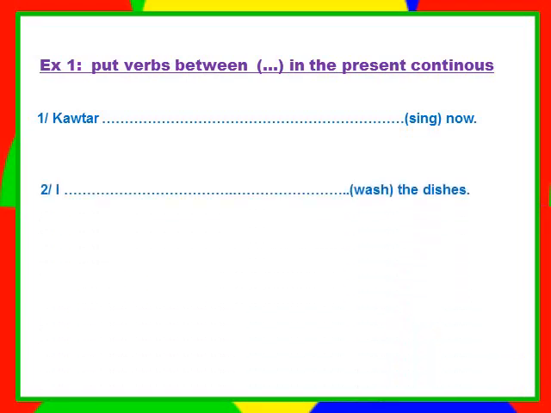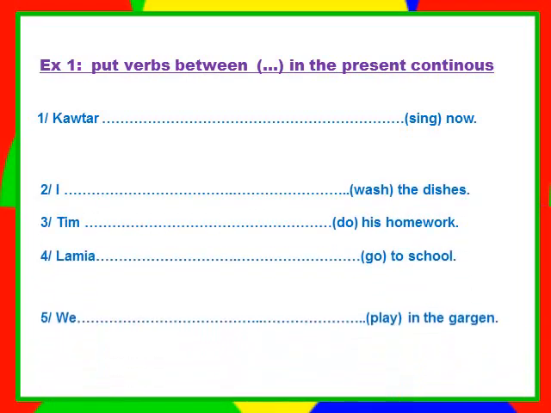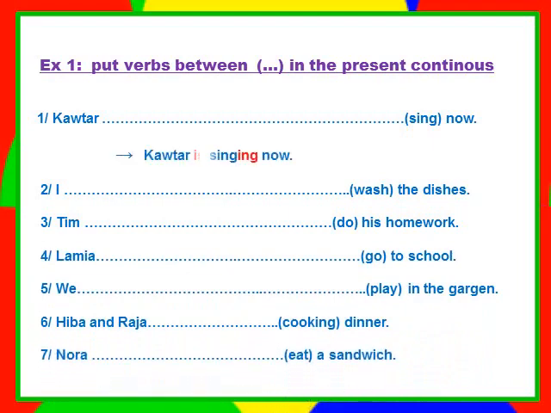So the answer is, what is the answer? Okay, كوثر is singing now. Kautar is singing. Okay? We have the verb to be, which is "is", and we have to add the ing to the verb sing. So we have to complete the other sentences and conjugate them into the present continuous. Good luck.